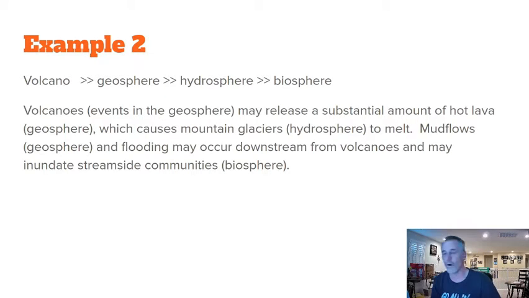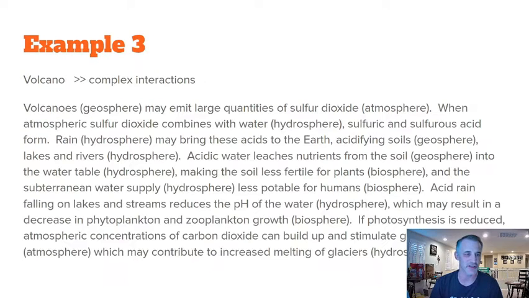And let's look at one more quick one. And again, try not to get too confused. This is just a demonstration that shows how all this stuff is kind of interlinked. A volcanic eruption occurs and may emit large quantities of sulfur dioxide into the atmosphere. So we're going from the geosphere to the atmosphere. When the atmospheric sulfur dioxide combines with water, it becomes sulfuric acid, right? So now we're dealing with the hydrosphere. When that rain falls back to the earth, the hydrosphere is affecting the geosphere again. Lakes and rivers can be affected. That's back to the hydrosphere.